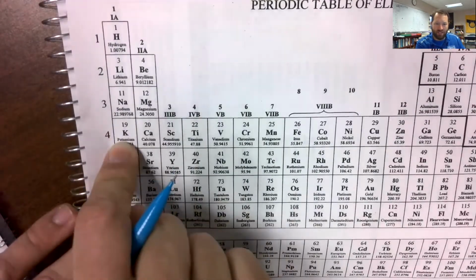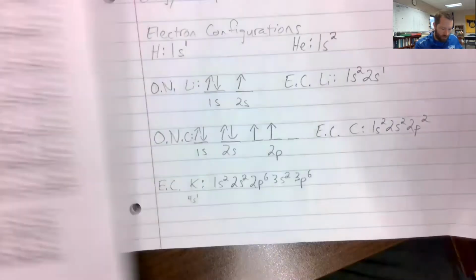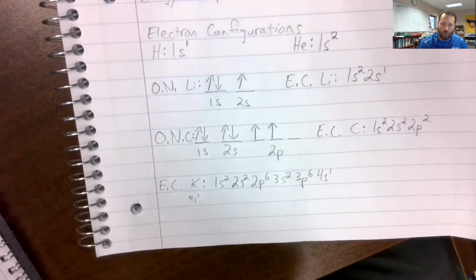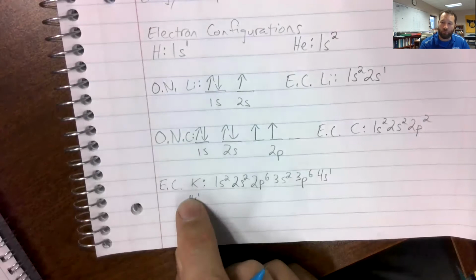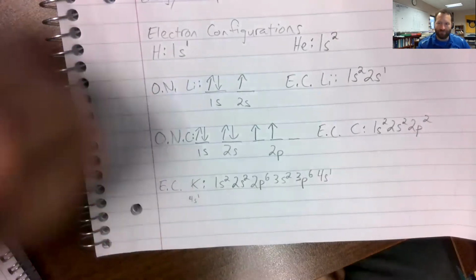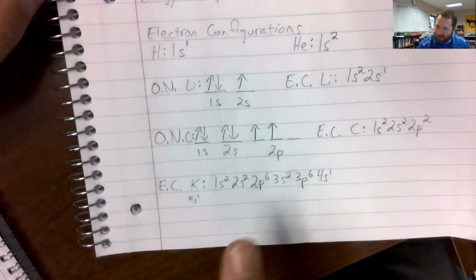Okay, then the next element up is potassium. And he is in 4s1. That's why I told myself to stop. So there we go. There's the electron configuration for potassium. Any issues? There shouldn't be. This is correct.